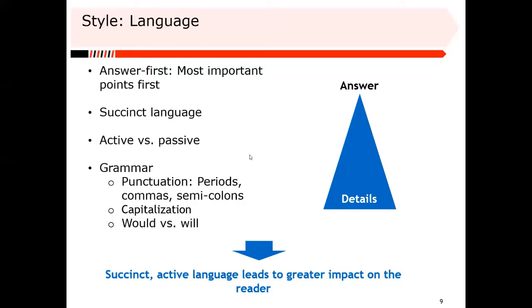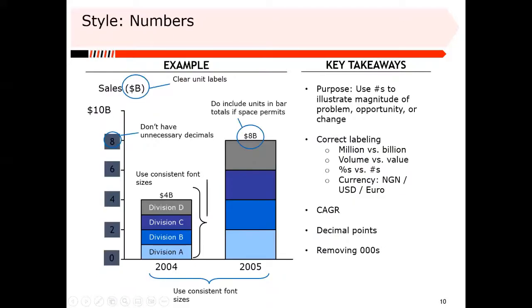One second. Are you guys there? Yes, sir.